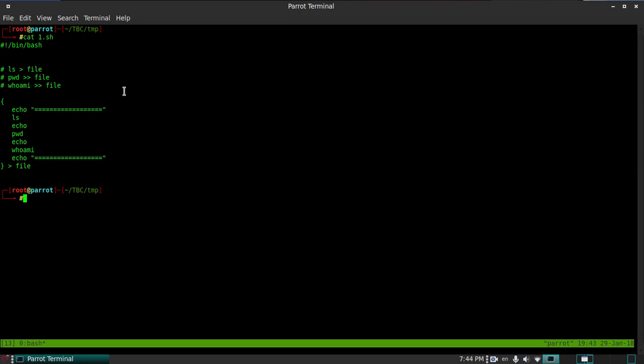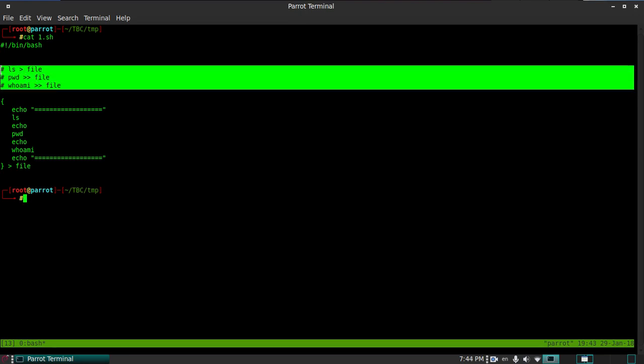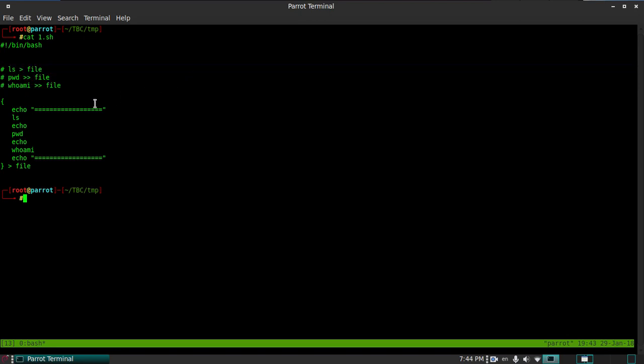So instead of redirecting each command in the script to a file one by one, we can put all of them in one block, then redirect the block itself to a file. Look at the following example.